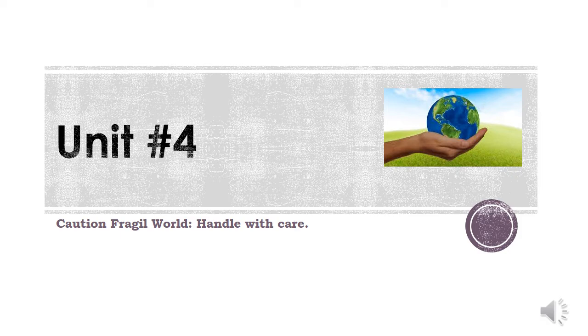In unit number 4, we're going to study the topic Caution, fragile word, handle with care. In this unit, we're going to review a lot of vocabulary about environmental problems and possible solutions, how to take care of our planet. So it is really interesting. Be sure to check all the information we have in the anthology. In this lesson, we are going to review the most important grammar topics of unit number 4.